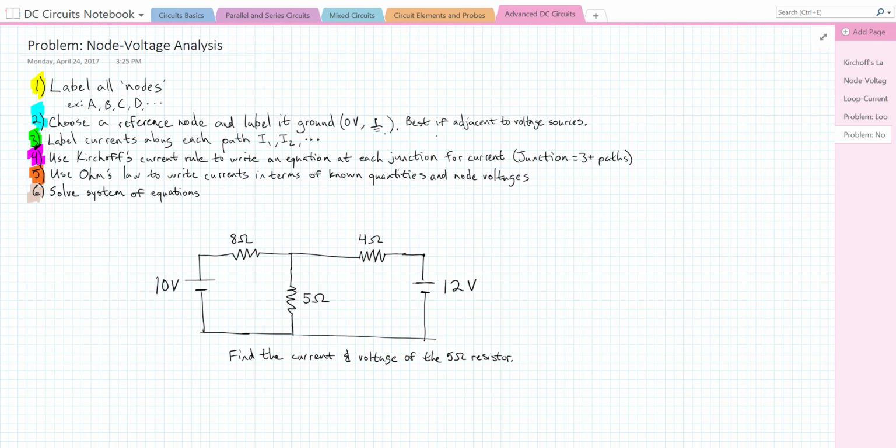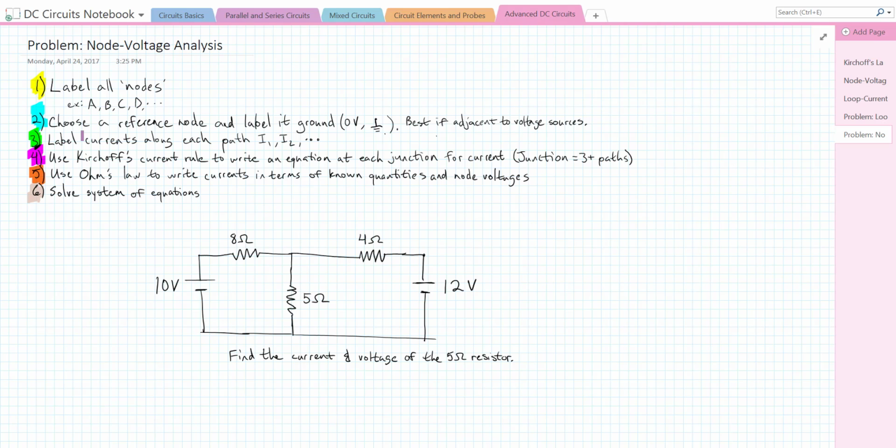In this problem, we're going to use a technique called node voltage analysis to solve a complex circuit that can't be simplified using simple parallel and series circuit and resistor simplification rules. Node voltage analysis is really an application of Kirchhoff's current law. We're going to use Kirchhoff's current law to simplify this circuit and create a set of equations that we can use to solve it.